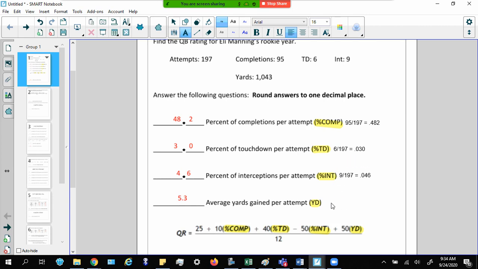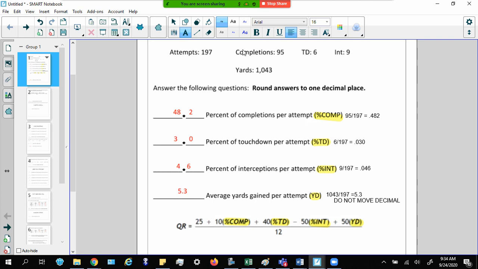And then lastly, the yards. This is where a lot of students mess up, because they've been moving the decimal for the first three things, and they forget that the yards is not a percentage. So 1043 divided by the number of attempts, and you do the math, you get 5.3. I'm going to put a little side note that says, do not move decimal. You only move the decimal for the top three because you're dealing with percentages. Notice that the average yards is not a percentage.